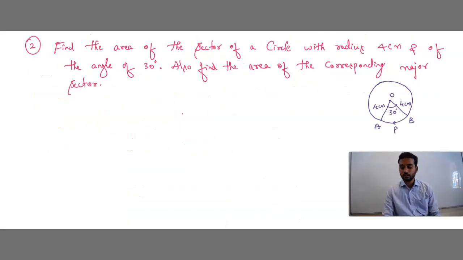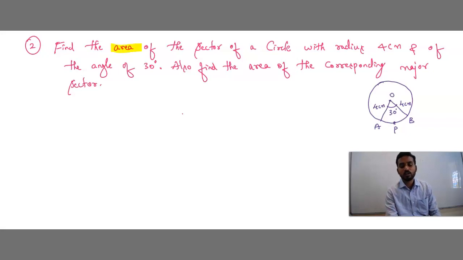Let's see the second question, children. What does the second question say? Of a circle with radius 4 cm and an angle of 30 degrees, corresponding major sector. See children, very simple question, very easy question. Just write the formula, substitute the values, that's it.